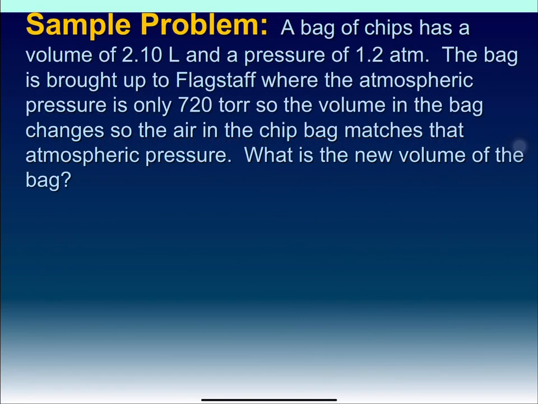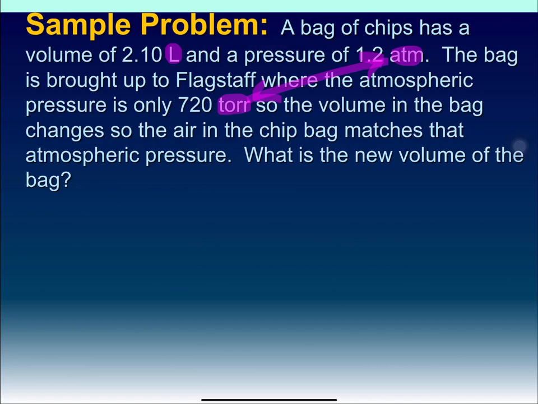So here's another one. A bag of chips has a volume of 2.1 liters. I know that's a volume, right? Liters. And a pressure of 1.2 ATMs. So that's our P1 and V1. The bag is brought up to Flagstaff, where the atmospheric pressure is only 720 torr. Uh-oh. These two units are not the same. So in Flagstaff, where the atmospheric pressure is 720 torr, the volume in the bag changes so the air in the chips matches that atmospheric pressure.